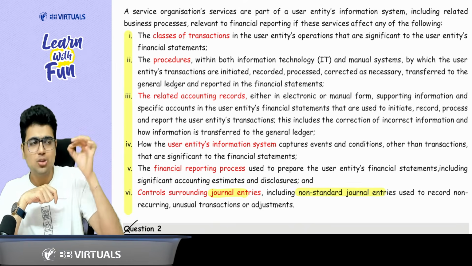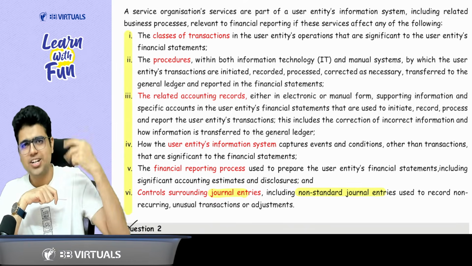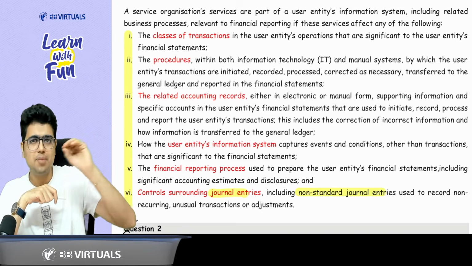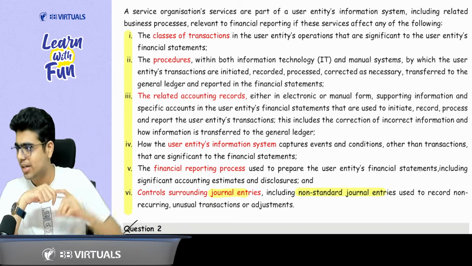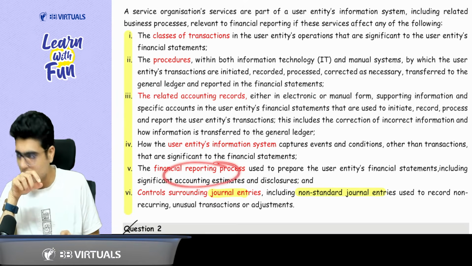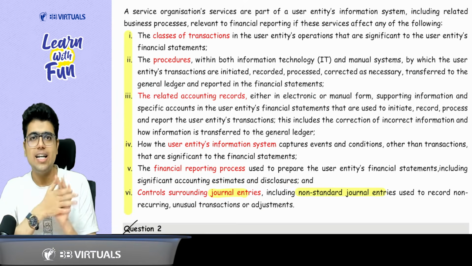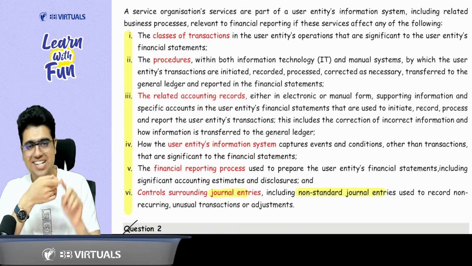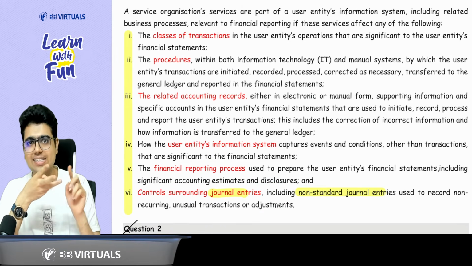Manual or automated, through which the transactions are initiated, recorded, processed, rectified, transferred to the general ledger, and ultimately posted in the financial statement. Lastly, you will talk about the financial reporting process and the journal entry, including the non-standard journal entries, that is UNU. UNU means adjustment entries, non-recurring entries, and unusual entry.